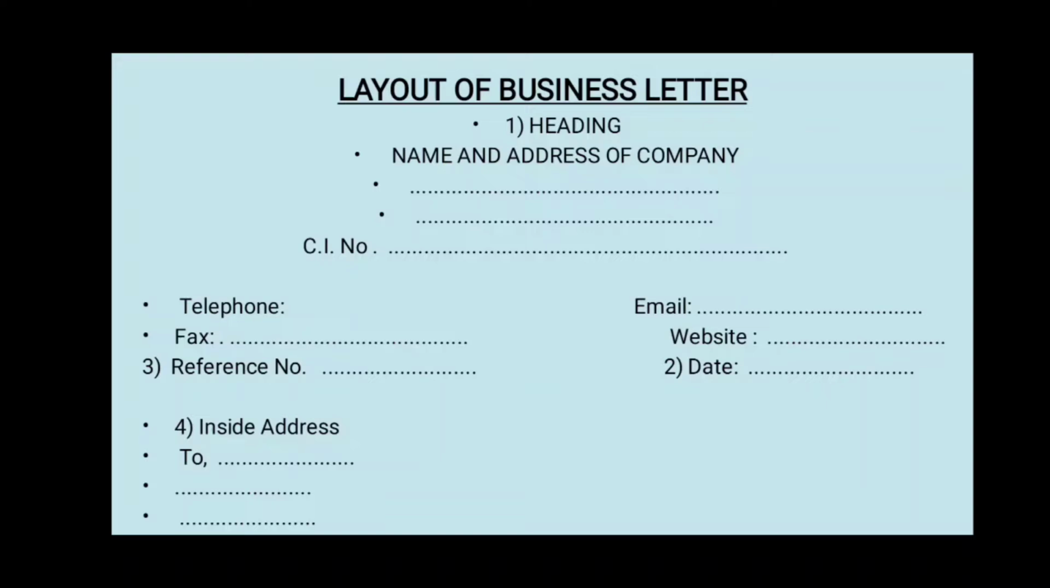Next point is inside address. Inside address contains name, address of the receiver of the letter. It is written on the left hand side of the letter. For personal names or firm's name, Messrs is used. In personal names, Mr., Shri, Mrs. or Srimati are used. And for firms, Messrs is used.